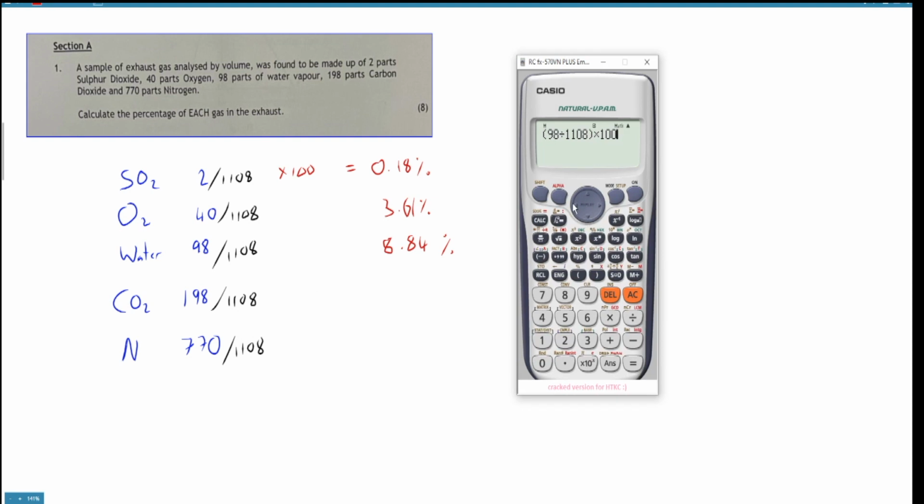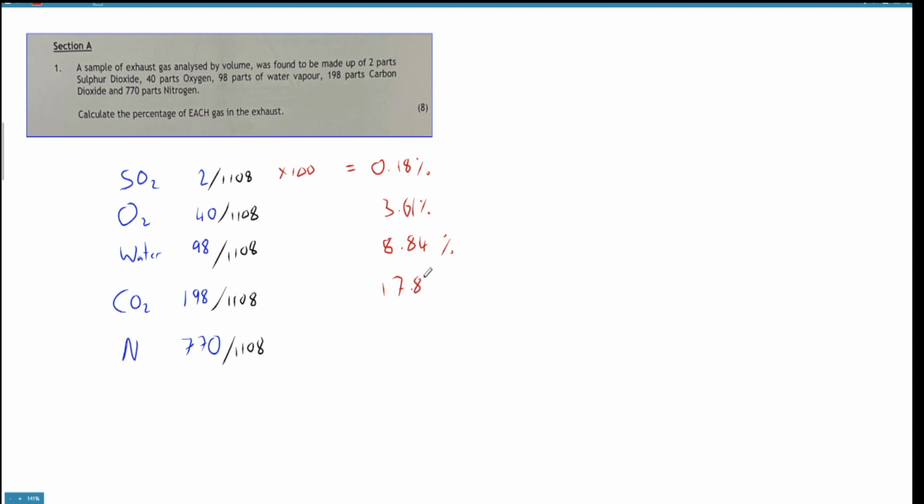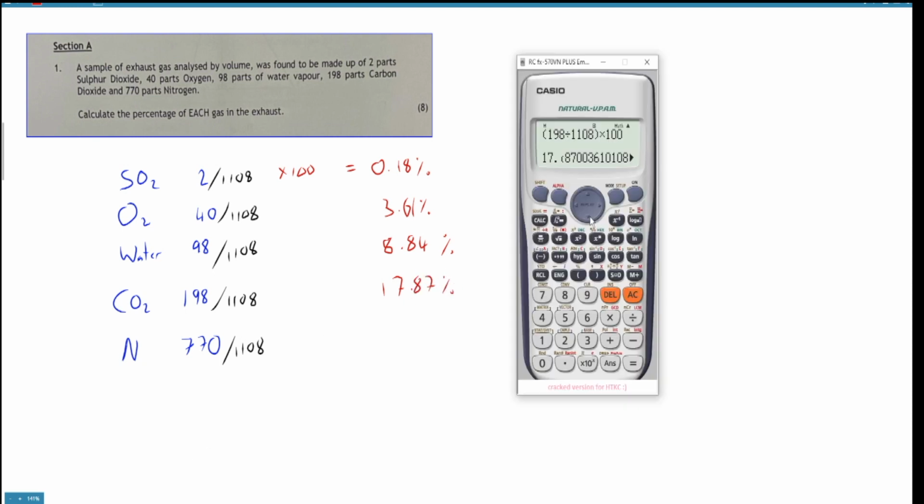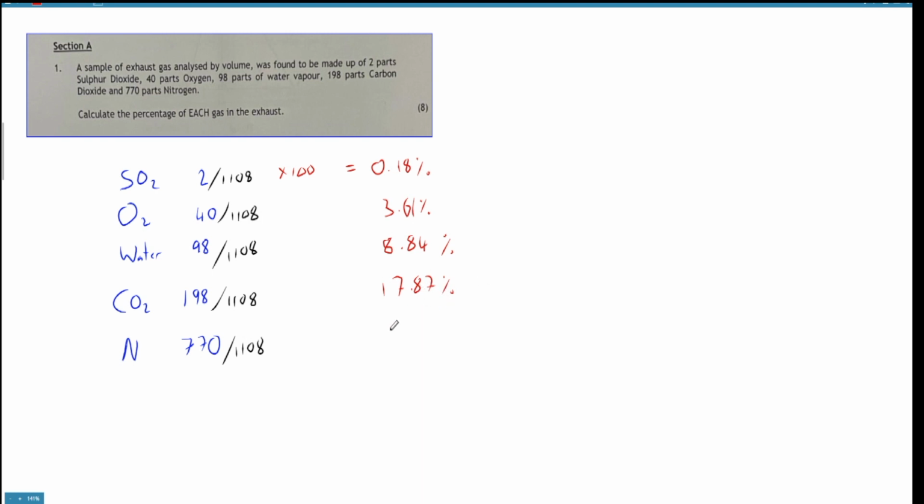198. It's glitchy, I have to keep doing that. 198 gives 17.87. And then 770. Weird glitch. 770 gives 69.49%. We could times all these by hundreds, I suppose, just to show our working, and I could even put all this in brackets to be really clear about it. But there it is. Those are all percentages of all of the gases. On to the next question.